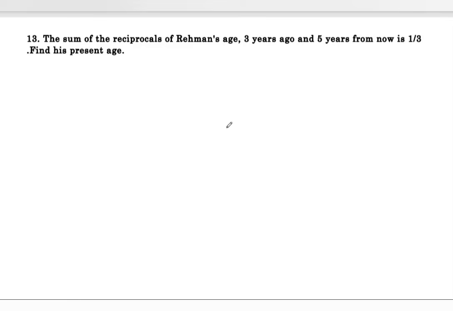The sum of reciprocal of Rahman's age 3 years ago and 5 years from now is 1/3. Find his present age. Students, when you are solving the age related problem, let us assume the present age of Rahman is x.